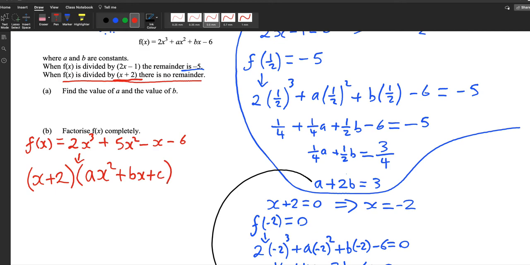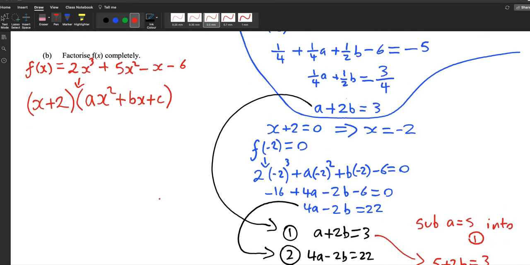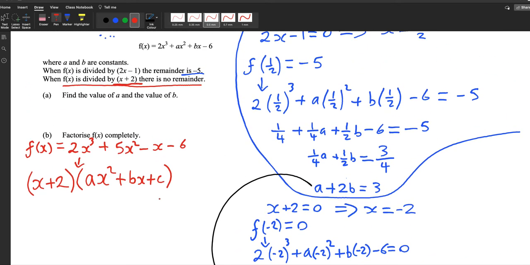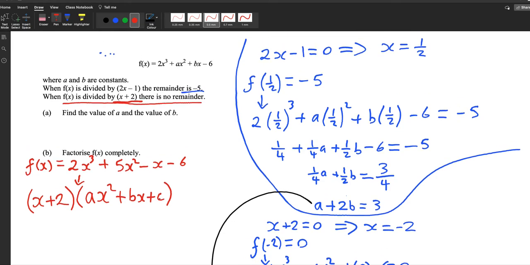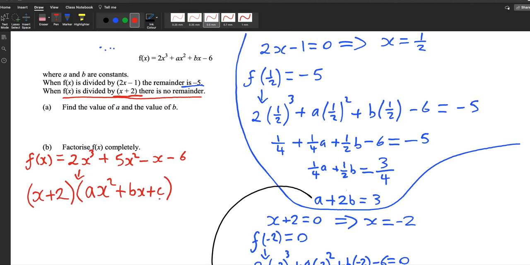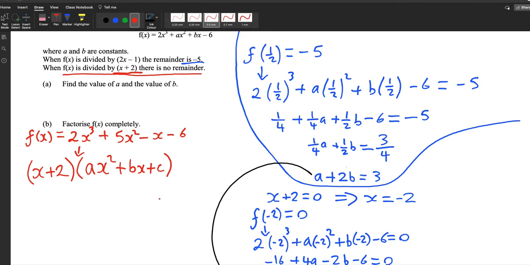I'm actually going to work this out though using algebraic long division. I just think it's a nice algorithmic way of doing it. There is the other way which might be a bit quicker, but from my experience of working with people, I just think that people make more mistakes using the shorter way that requires more thinking. So let's go for the algorithmic way. So we're going to divide 2x cubed plus 5x squared minus x minus 6 by x plus 2.